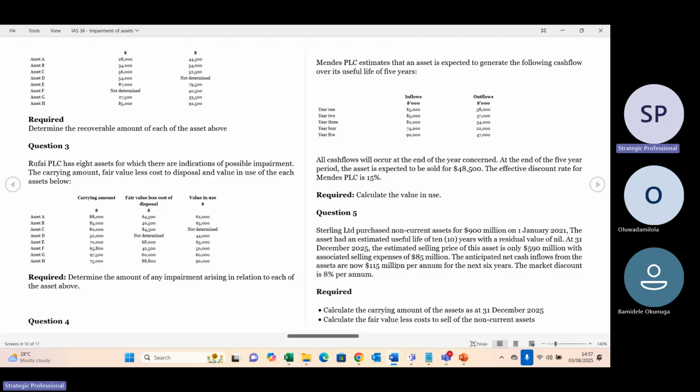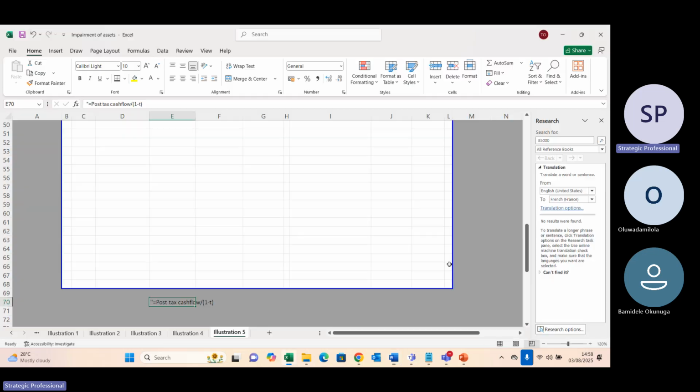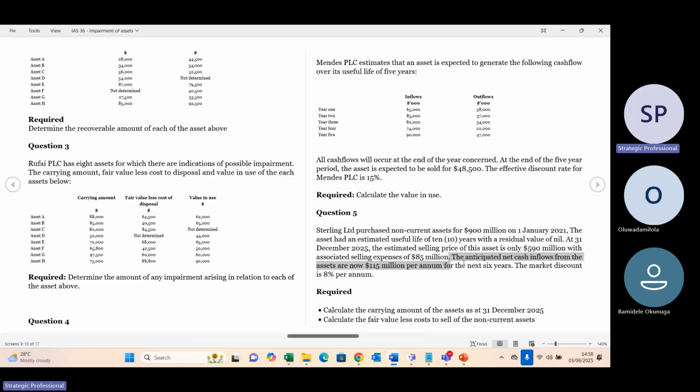Now, for the purpose of this question, the 3 elements I say you should watch out for, we need to look for them. The years: in this question, he gave us the anticipated cash inflow from the asset, $150 million per annum for the next 6 years. In layman's terms, they are telling you that this non-current asset that the company has, in the next 6 years, the company will make $150 million from it.